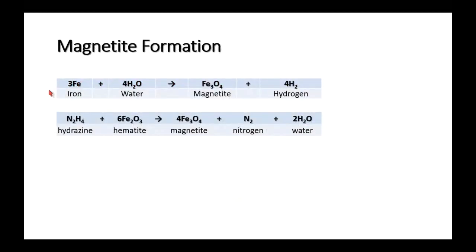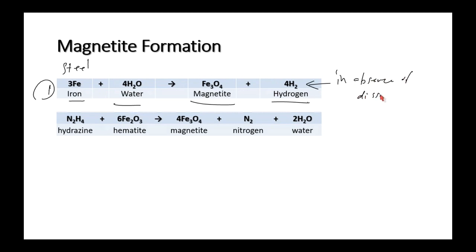So how do we form it? The two basic reactions are this one here, where we've got iron, which of course is in the steel, because you know the steel is primarily iron, and water forms magnetite and hydrogen. This occurs in the absence of dissolved oxygen. Another good reason for having your deaerator working properly, and also for chemical deaeration.